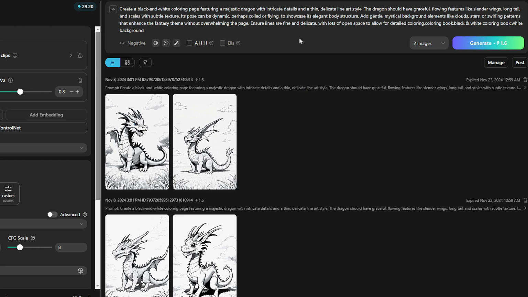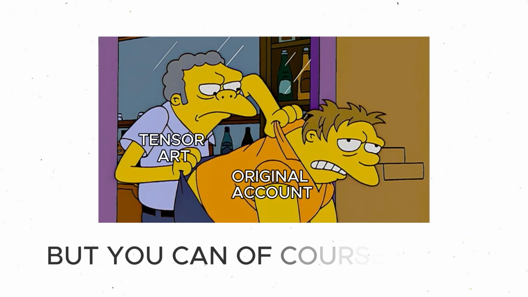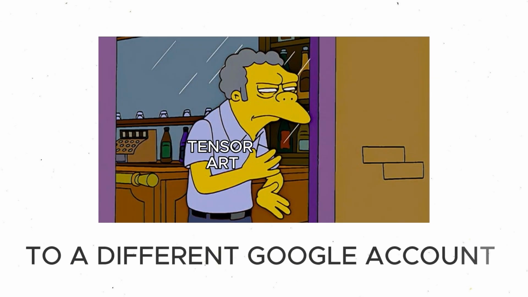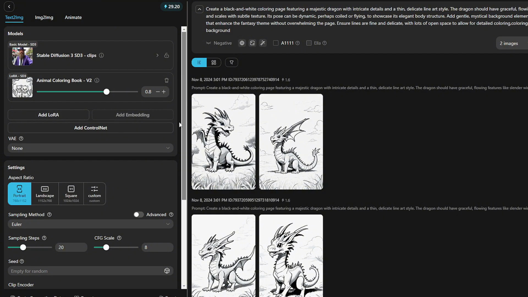And the last thing you can actually set is whether you want to create 2 images or 1 image, 4 images is only available for the pro version. By the way, you have these little credits here. Once you logged in, you have around 50 credits. It's probably against the policy of the website, but you can of course log into a different Google account and have your credits reset. Alright, so we've got everything perfectly set up here.